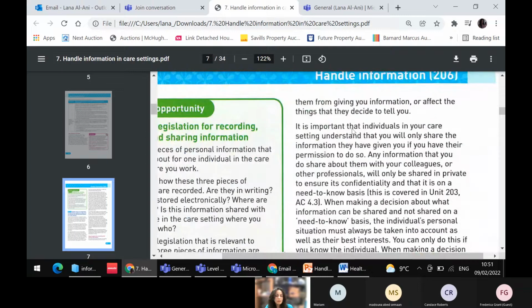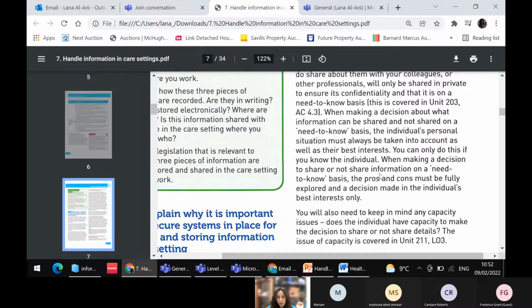It is also important that the individual in your care home setting understands that you will only share the information they have given you if you have their permission. So when you take any information from the person, you say, Mr. X, I'm collecting your information now, but we are not sharing this information with anyone without your consent. You need to tell them that. It's very important to keep them satisfied, to make sure they have all the confidence in the center, so they are not worried about their information anymore.